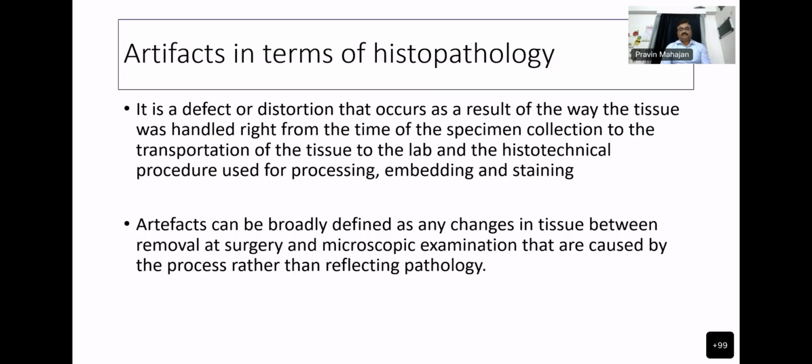If you have to define an artifact for histopathology, you can define it as a defect or distortion that occurs as a result of the way the tissue was handled, right from its collection. That means when we are collecting the specimen, through its transportation to the lab, and also during the histotechnical process, like processing, embedding, and staining. In other words, artifacts can be broadly defined as any changes in tissue between removal at surgery and microscopic examination that are caused by the process rather than reflecting pathology. That means artifacts are not pathological findings. These are usually due to mechanical or physiological factors.